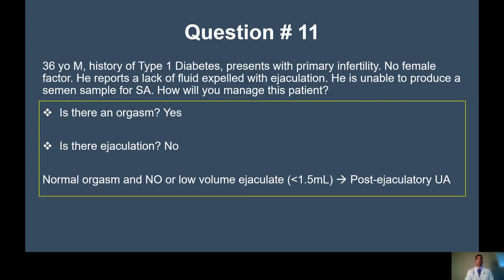So this can at times be a very complicated scenario to sort out. But what I first recommend assessing is whether or not this patient has an orgasm. For many men, they aren't sure what the difference is between orgasm and ejaculation. So in this particular patient, he does have pleasure and is able to orgasm. However, there is no fluid being expelled with ejaculation, so he has no ejaculation. So normal orgasm and no or low volume ejaculate, the next step is to assess for post-ejaculatory urinalysis.